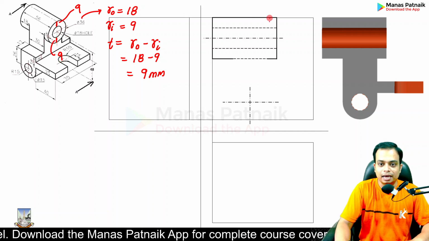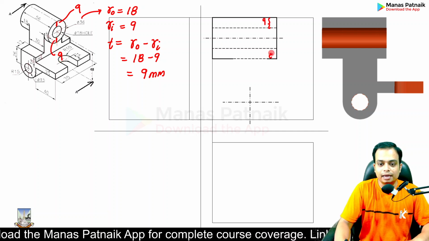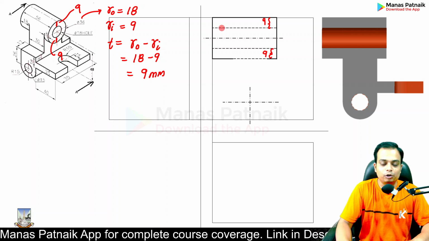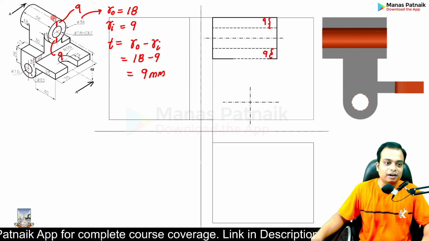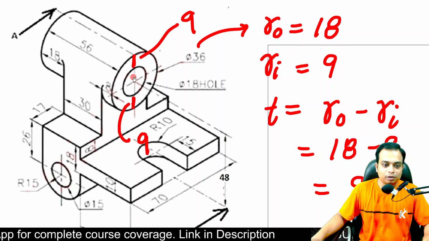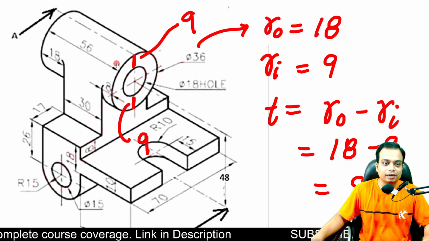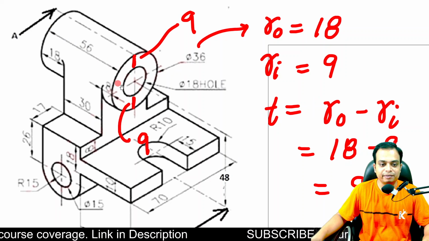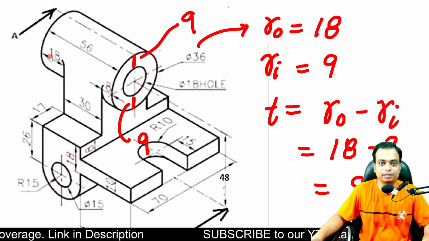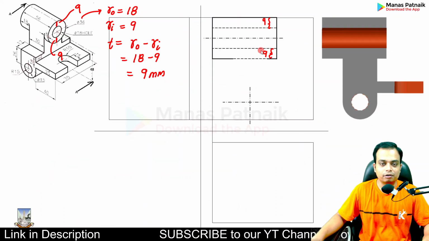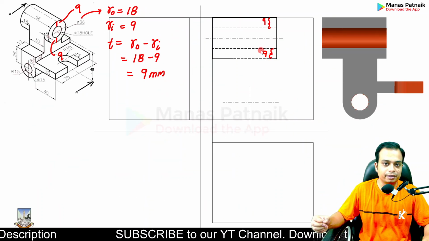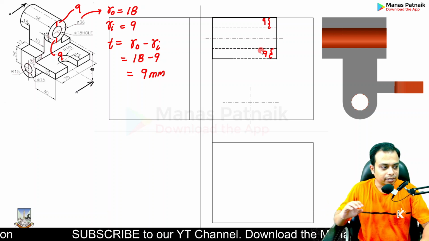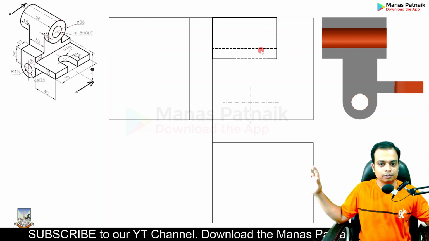So 9 mm below and 9 mm above, you are going to make these sort of dashed lines. Why? Because this is an inner circle. It goes behind 56 millimeters. That is why we have done this. So in order to show hidden features, you make use of such dashed lines. Over and out. Clear to everyone?